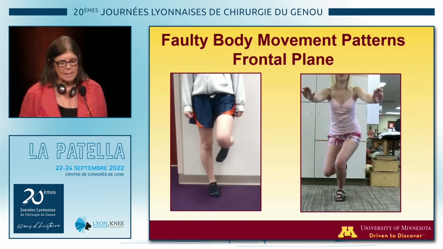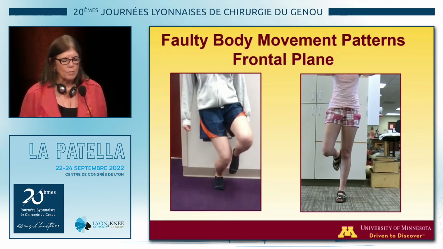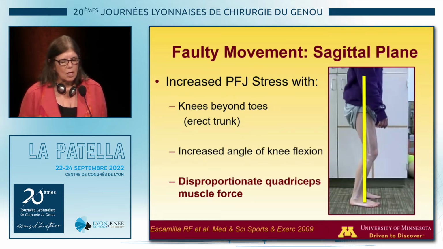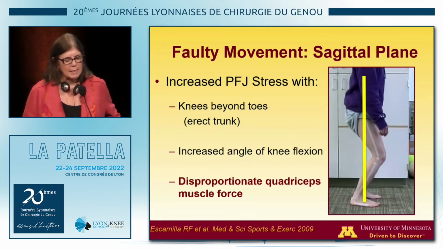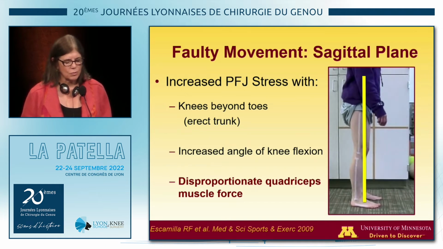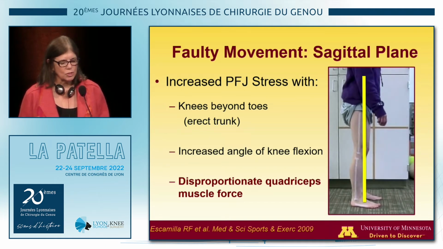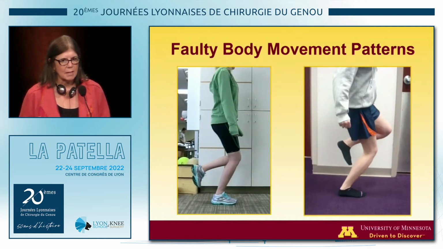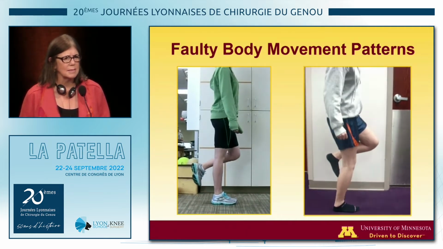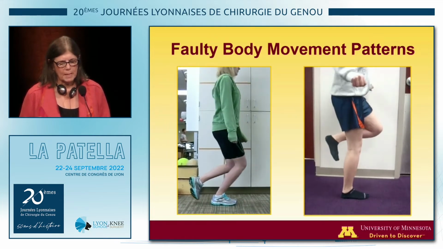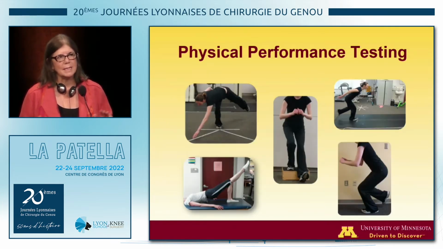And so these are just some examples of faulty body movement in the frontal plane. But in the sagittal plane, we do know that you can have increased patellofemoral joint stress with the knees beyond the toes, and that this has a disproportionate amount of quadriceps muscle force. And these are just some examples. And in here you can also see how difficult it is to have good balance when you have this anterior knee excursion. So I think that trying to pay attention to these faulty body movements is important.